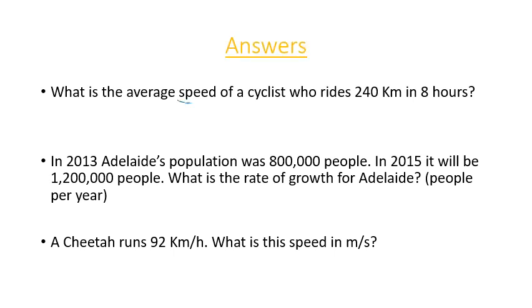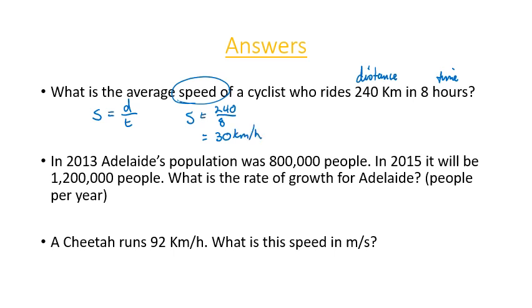The first question says, what is the average speed of a cyclist who rides 240 kilometers in 8 hours? This is our distance, and this is our time. Remember that the formula for speed is speed equals distance divided by time. In this case, our speed is our distance of 240 divided by our time of 8, which gives us 30 kilometers per hour, because our distance is in kilometers and our time is in hours.